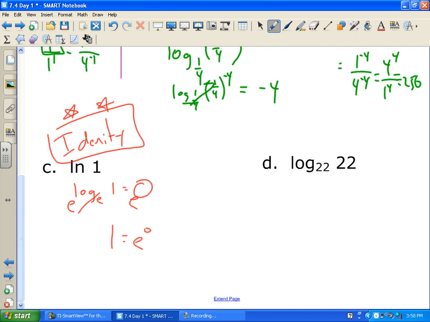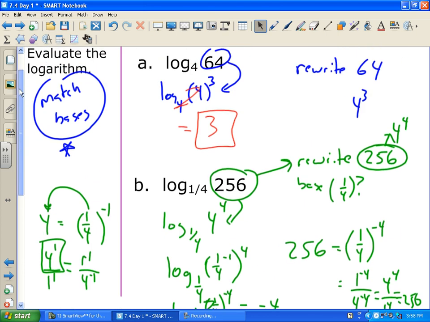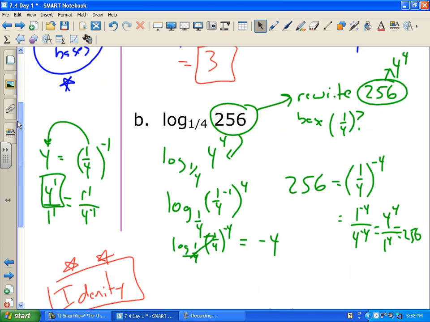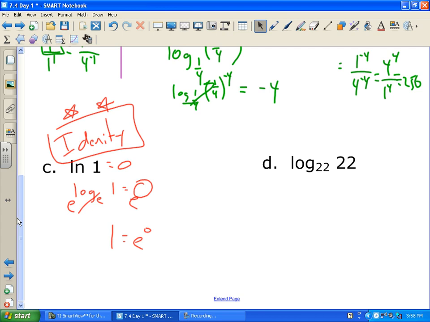Natural log of 1 simplifies to 0. Letter D is the easiest one on here. A is kind of medium, B is hard, C was an identity, and D is the easiest one on here.